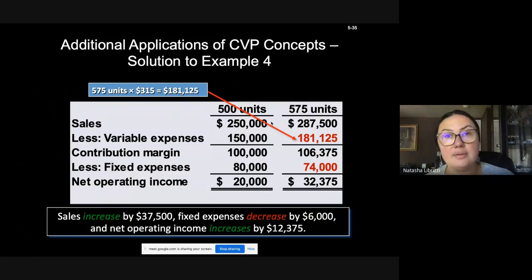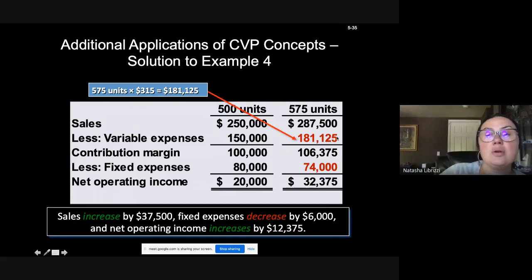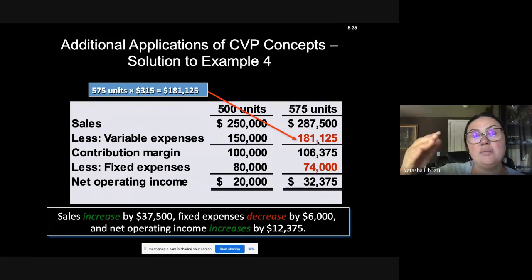Nice thing about this during a recession, you don't have to cover fixed expenses. So variable cost can be more easily adjusted during recession time. There are fewer fixed costs to cover. So again, this would be a positive change because after we're done, your net income has gone up.